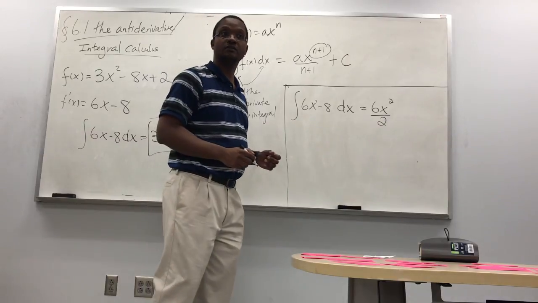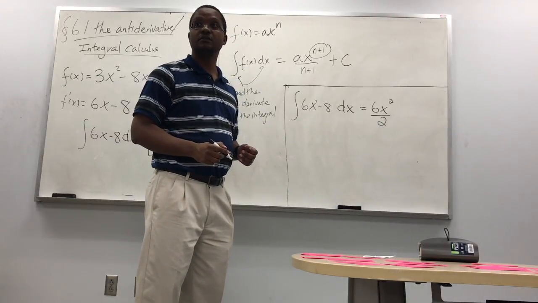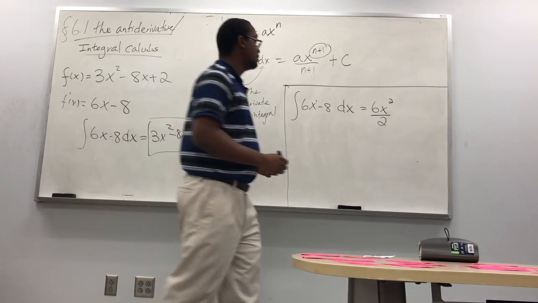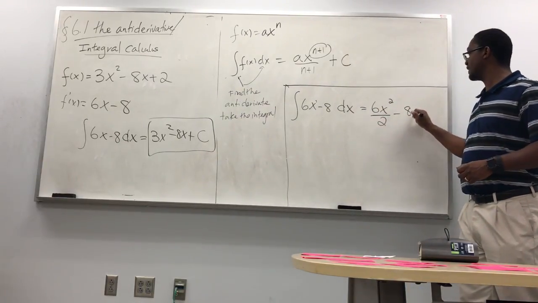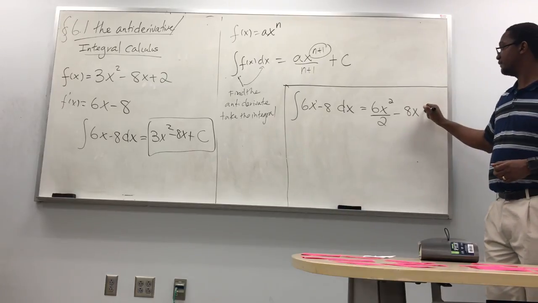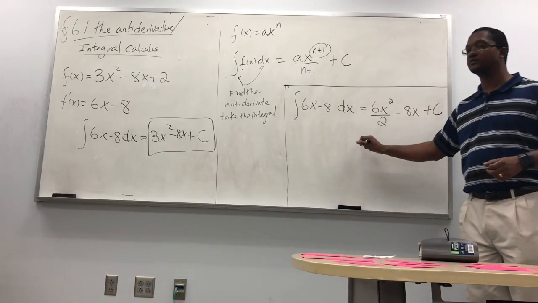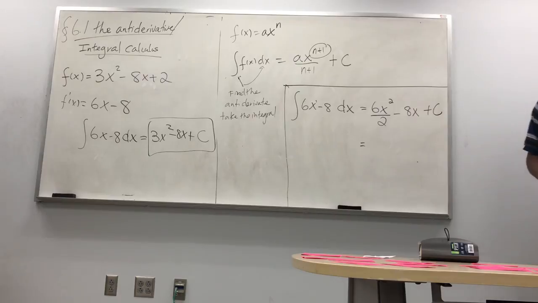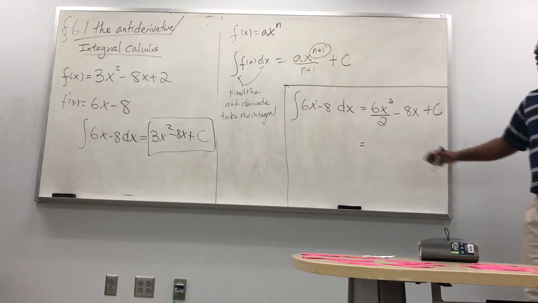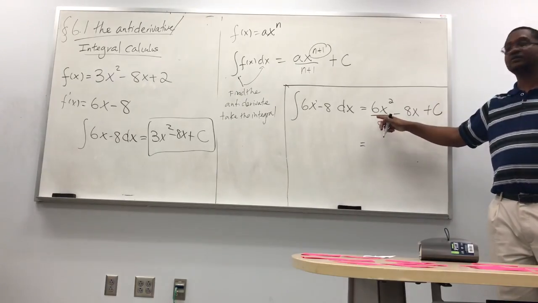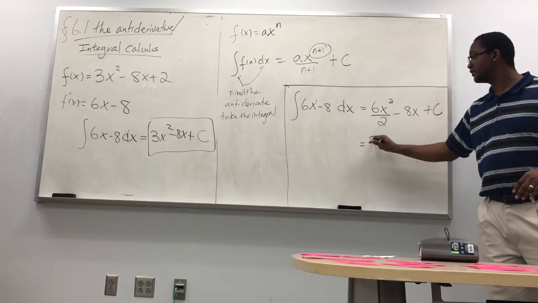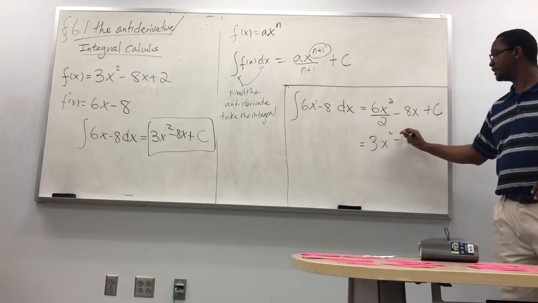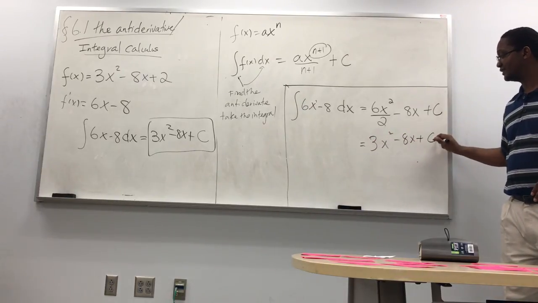So then it'd be 3x. Minus, and the antiderivative of negative 8 is going to be 8x. And then I have my plus c. A constant, because it's going backwards. Hold on. Let me finish first, then I can let you ask questions. 6 divided by 2 is? And so this becomes 3x squared minus 8x plus c.